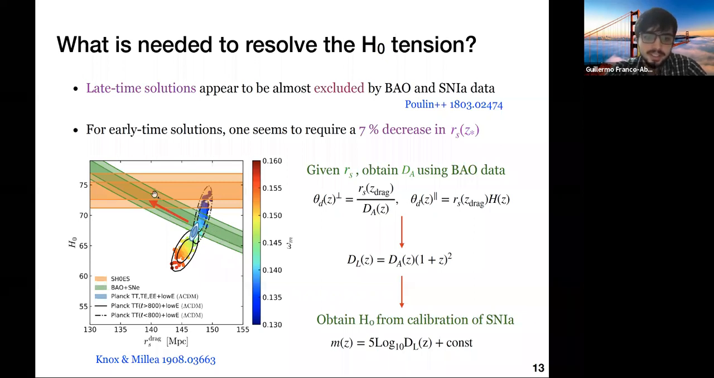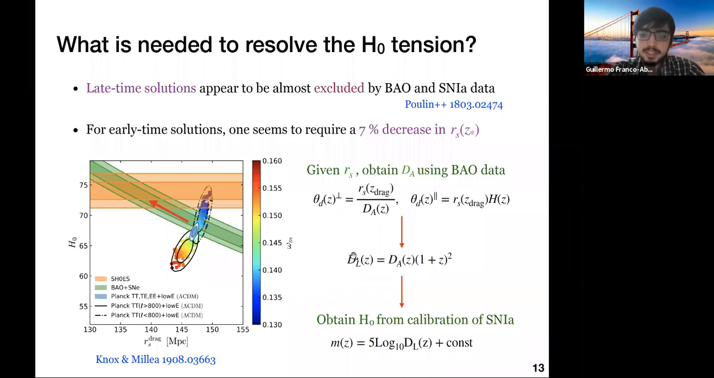Okay, so let me tell you how this green band is obtained. It uses what is typically called an inverse distance ladder method. So this is what I'm describing here at the right. Essentially, for a given value of the sound horizon, you can get the corresponding value of the angular diameter distance using the BAO data, because these measurements constrain, among other things, the ratio between these two quantities. And then once you have the angular diameter distance, you automatically can obtain the luminosity distance to supernova because there is a very simple relation between the two of them.